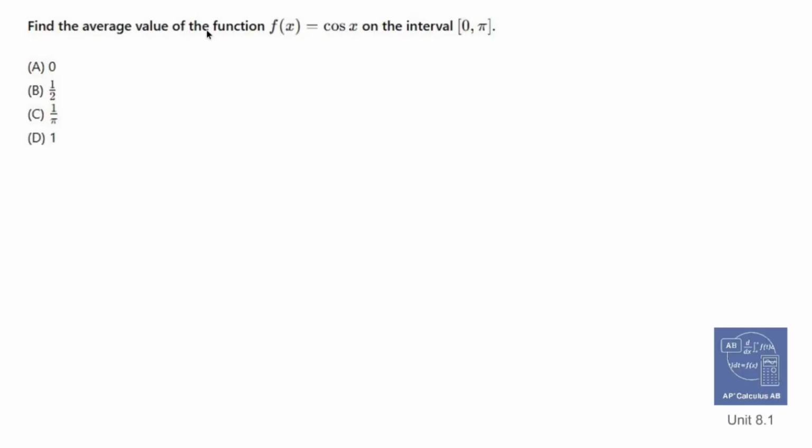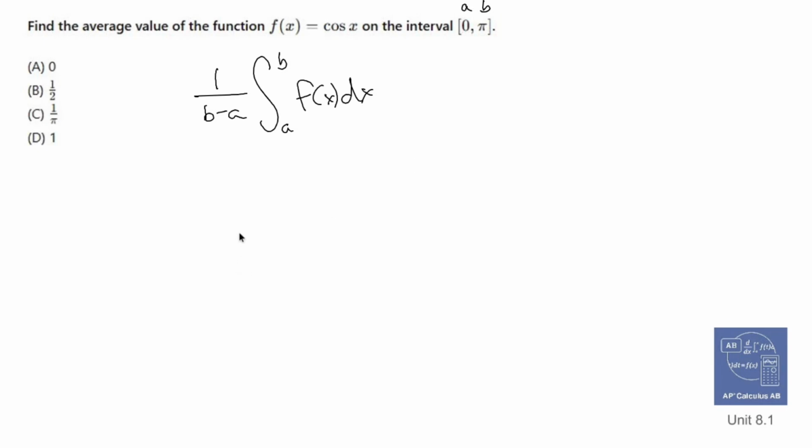Find the average value of the function f of x equals cos x on the interval 0 to pi. We are going to use the average value integral formula. That's 1 over b minus a, where 0 would be my a and pi would be my b, and then we multiply that by the integral from a to b of f of x dx.